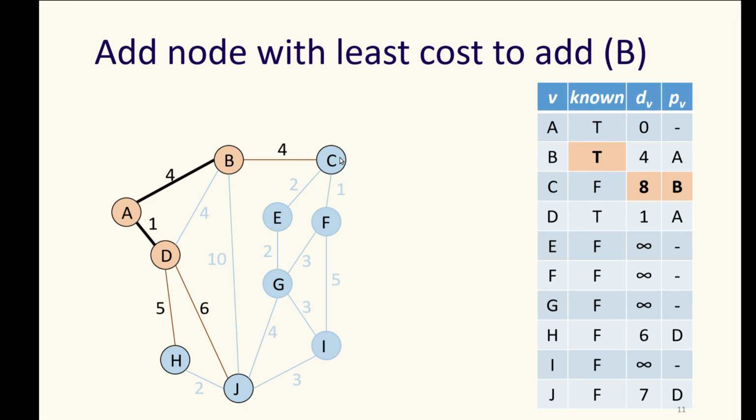Then we explore B because B has this cost of 4. It's the next minimum. And we see that there's a way to get to C. And so we update C, we mark B as known, and we're done with that. We don't need to change J because even though B connects to it, 14 is much higher than the 7 we already have for it.